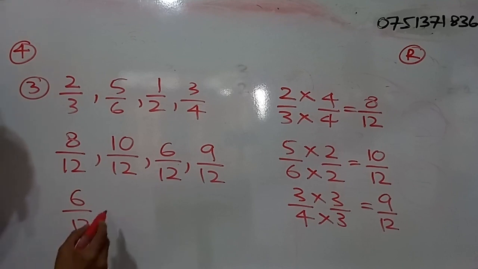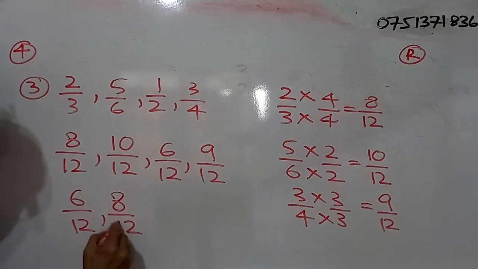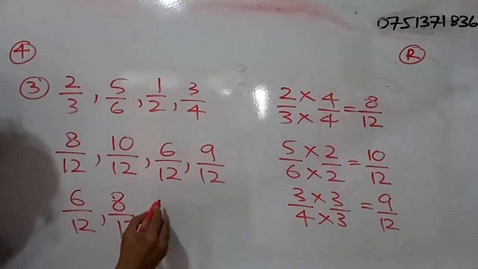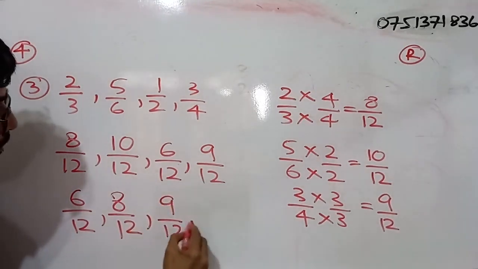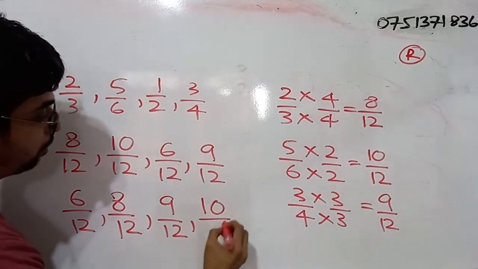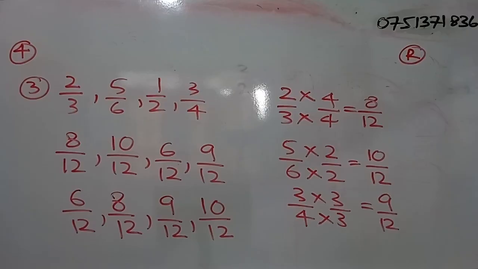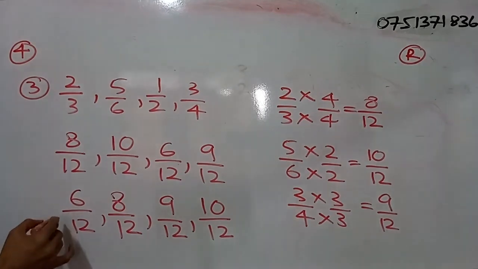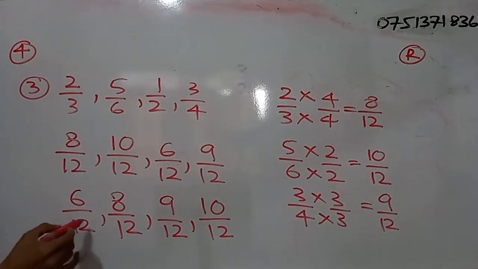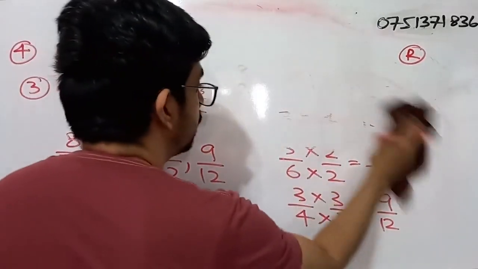Then comes 8 by 12, right? Then we have 9 by 12. Then we have 10 by 12. So now the thing is, we have to leave the answer from the fractions that have been given to us. So 6 by 12 means what? Right, I will write the answers here.